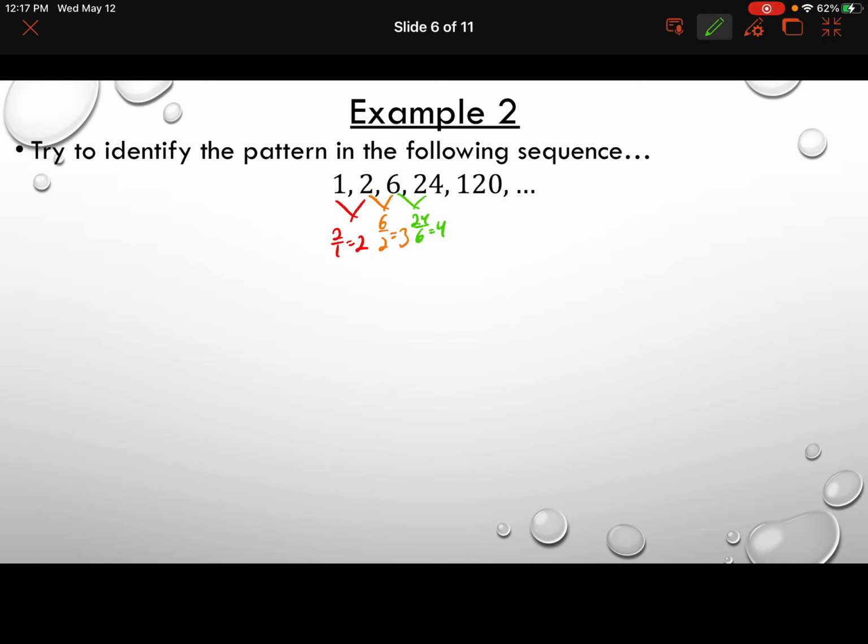Huh. Interesting. Is 120 divided by 24 5? I wonder. 120 divided by 24? It is 5. Interesting. So it looks like we're always multiplying by the next integer.